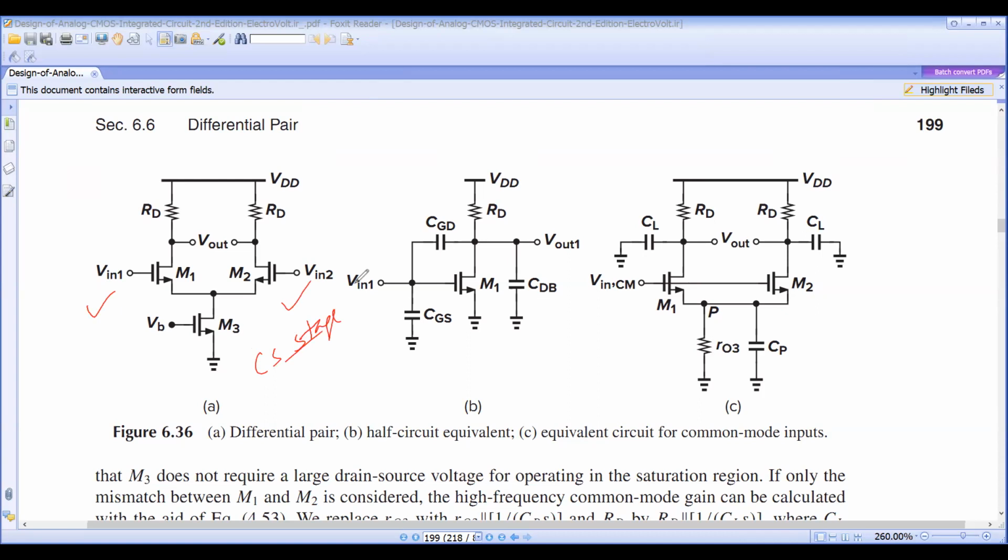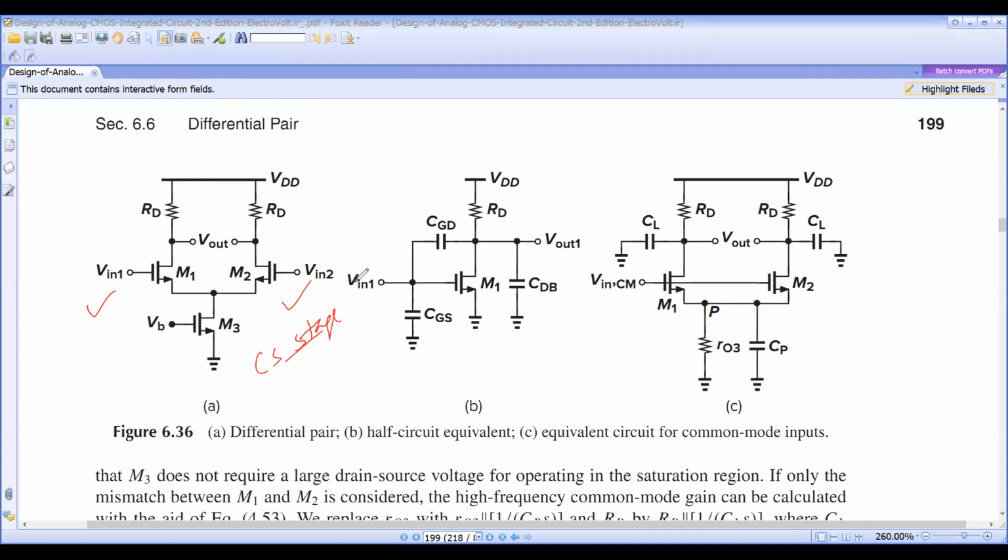It exhibits the Miller multiplication of the capacitance CGD. So this is CGD, and you can apply the Miller theorem to it. Then we get the Miller multiplication of this capacitor on this side and this side.